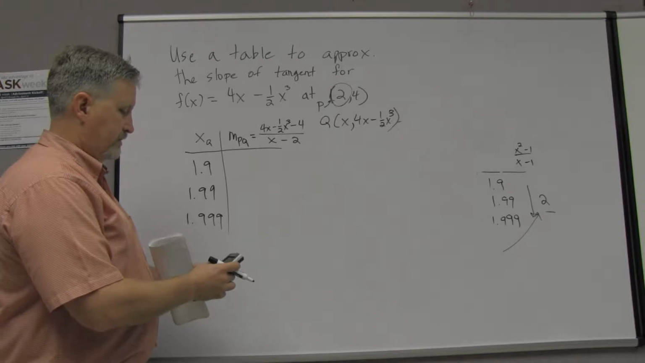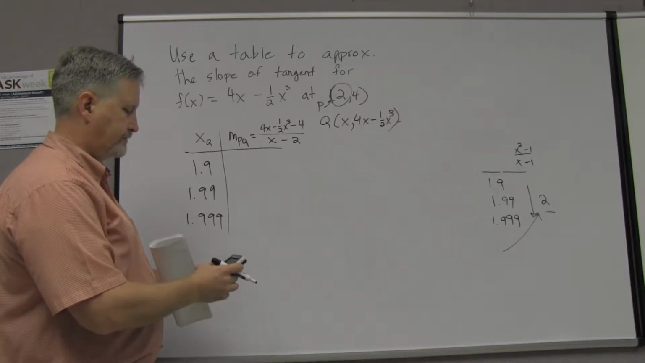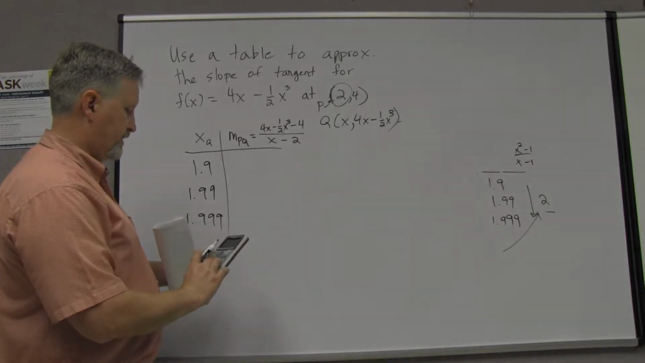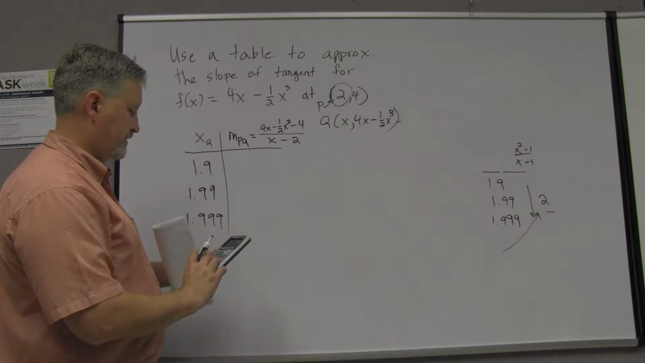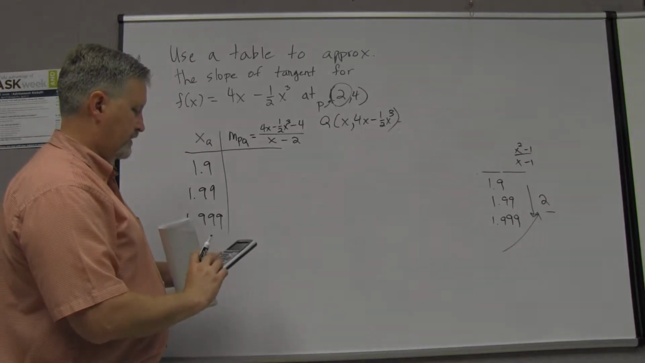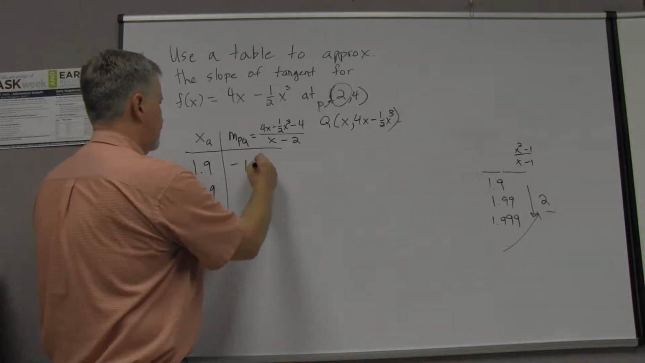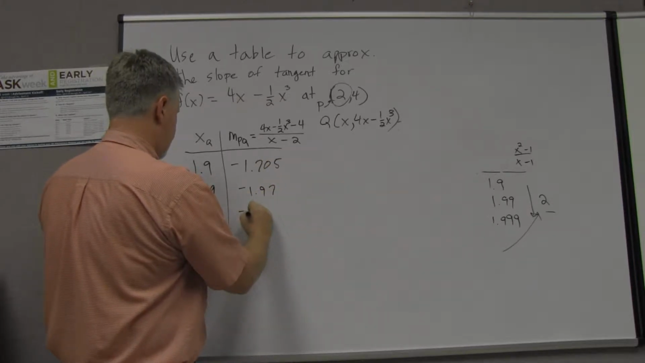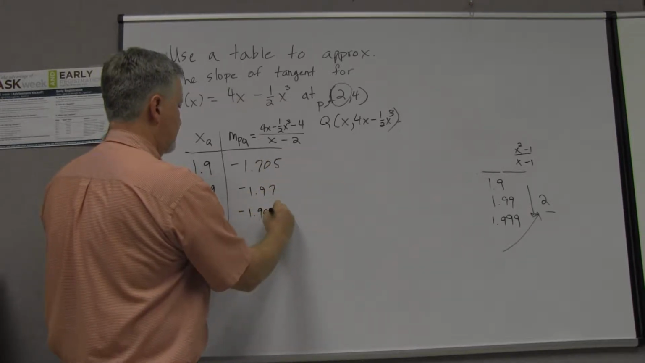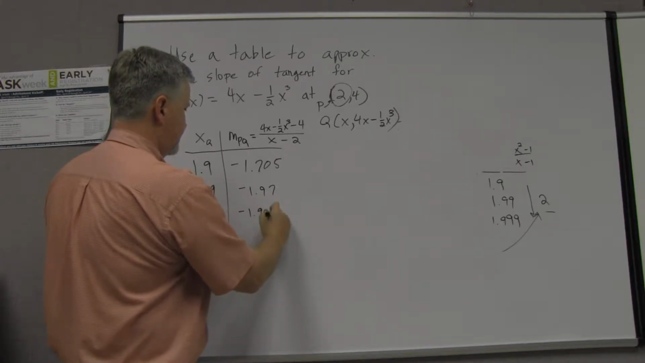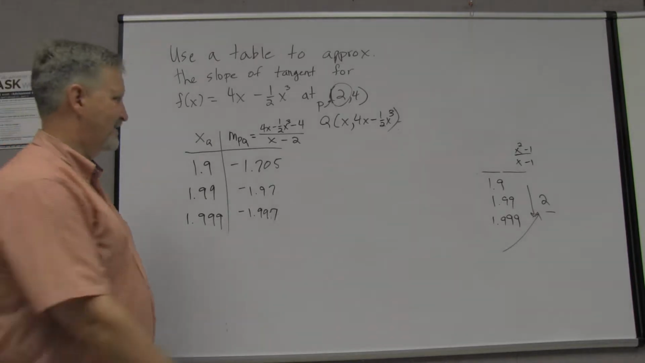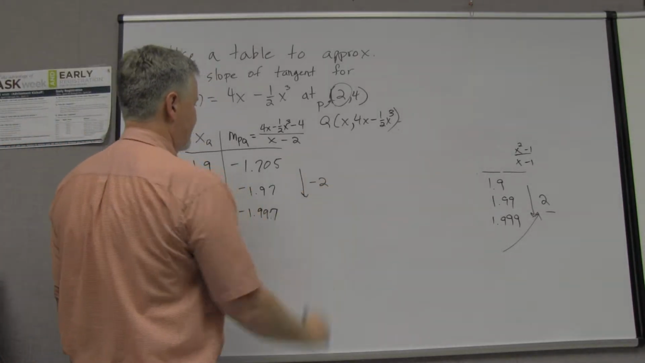All right, so the table. 1.9, 1.99, 1.999. Negative 1.705, negative 1.97, negative 1.998. I think I'm seeing a trend here, aren't you? Looks like those are going towards -2, aren't they?